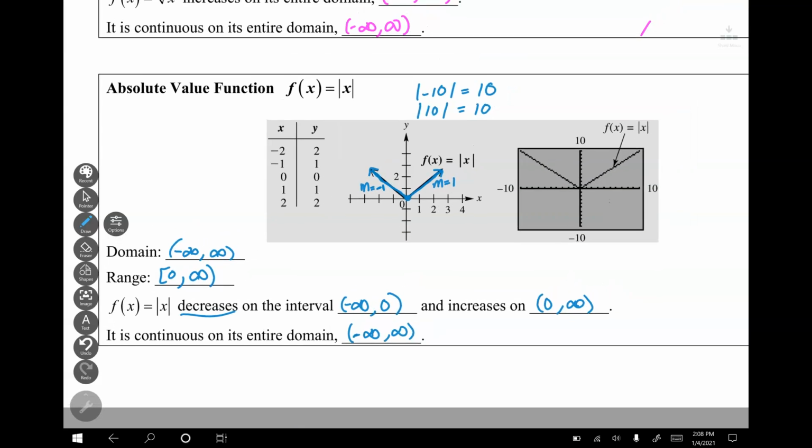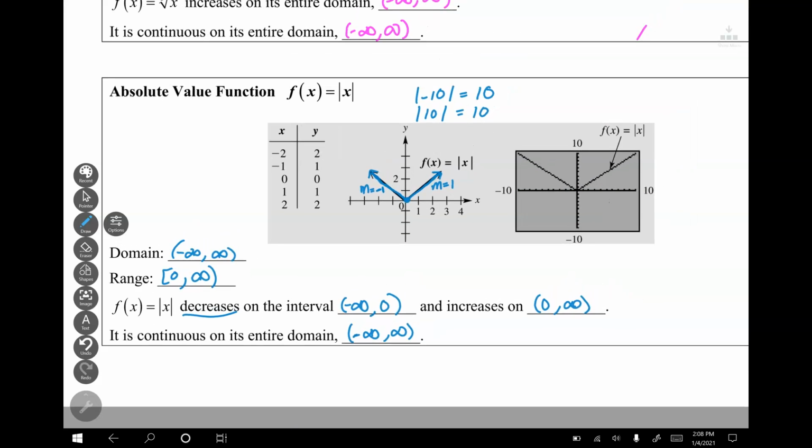All right, that's our video on these parent functions. There are more parent functions, but that's all we're going to look at for now.